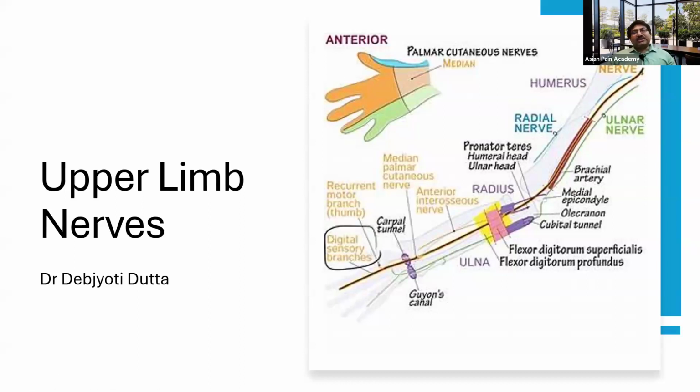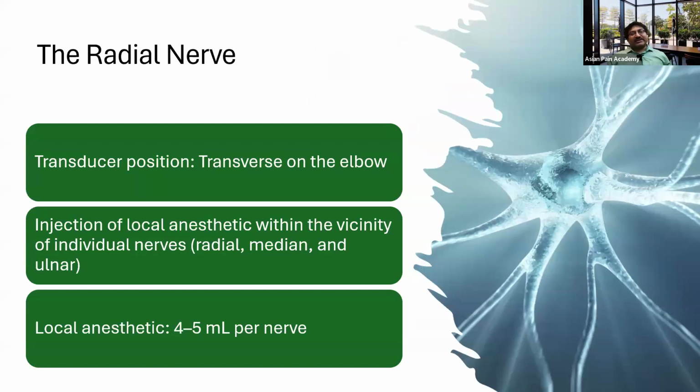So, they will be discussing the important nerves, where to look and how to block. These are very important things. Now, at the level of the elbow, we have the three important nerves of the upper limb. First of all, the radial nerve. Then we have the ulnar nerve and the median nerve.